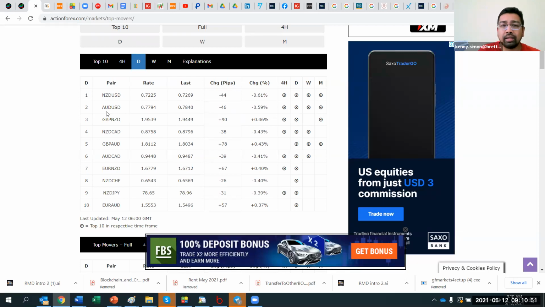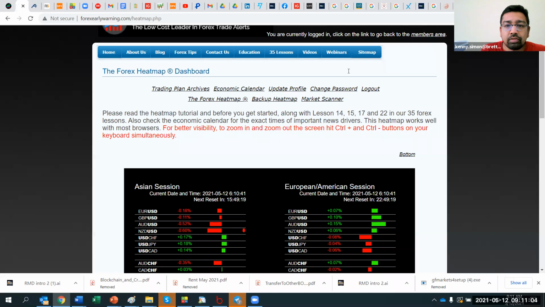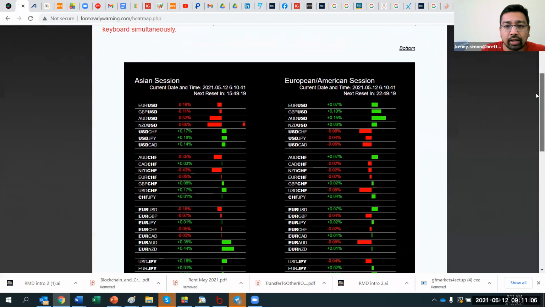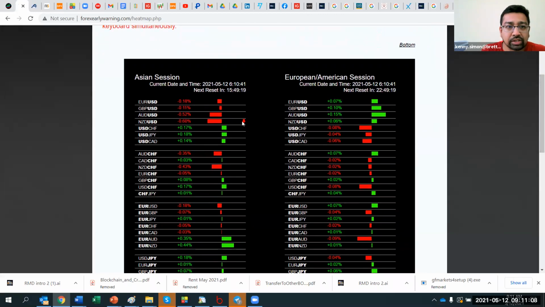So this might then match up with what we have seen on the heat map on Action Forex. So now we want to confirm that a little bit from the Forex Early Warning and see what exactly is going on. Okay, so on the Forex Early Warning right here, before we go to this side of the Forex Early Warning, let me just move that.